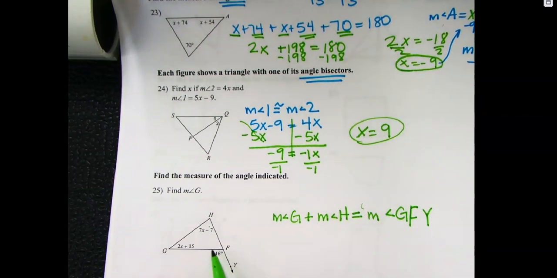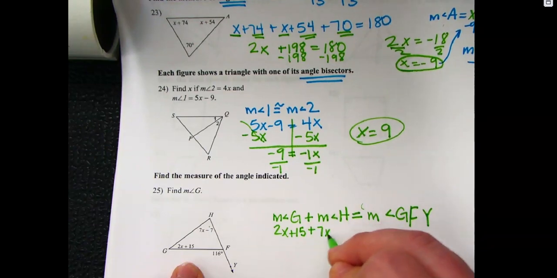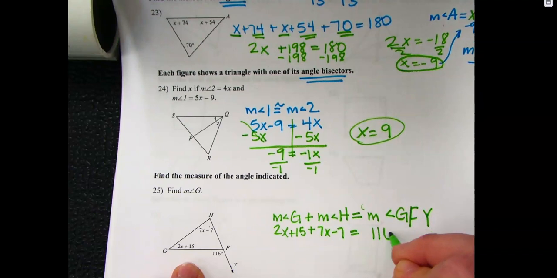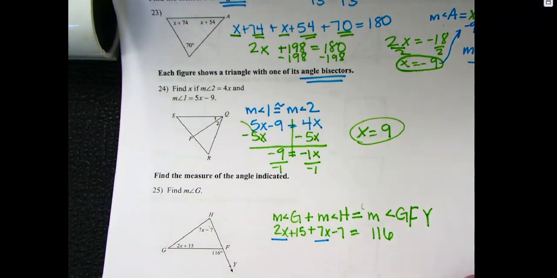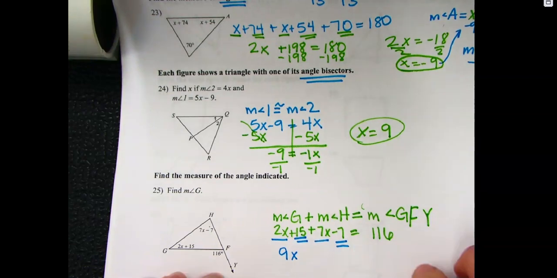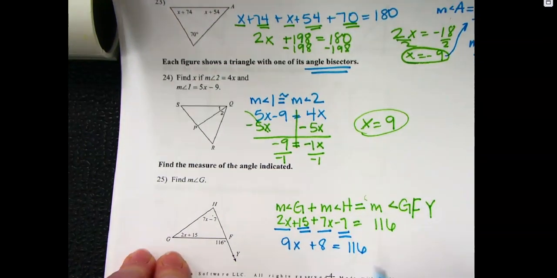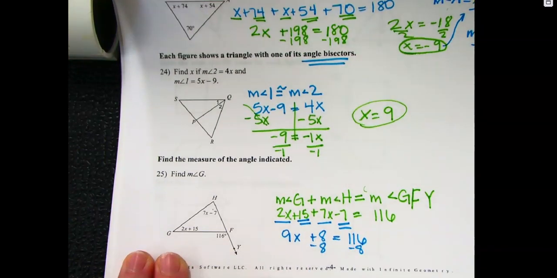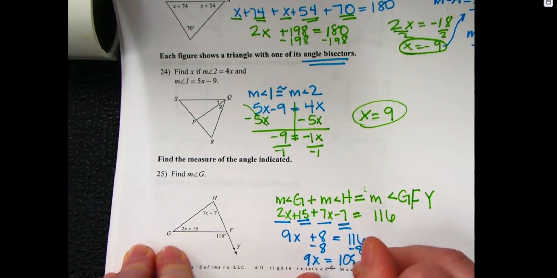This one right here. So that's what I'm going to do. G is 2x plus 15. H is 7x minus 7. It equals 116. So I'm going to add 2x and 7x. 2 plus 7 is 9x. And then I'm going to add positive 15 and negative 7. So 15 minus 7 is 8. That equals, bring down 116. Subtract out the 8. 116 minus 8 is 108. 9x equals 108. Divide by 9.